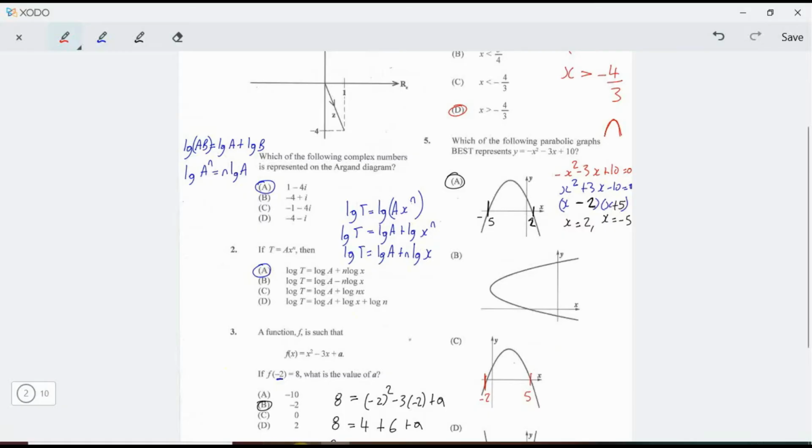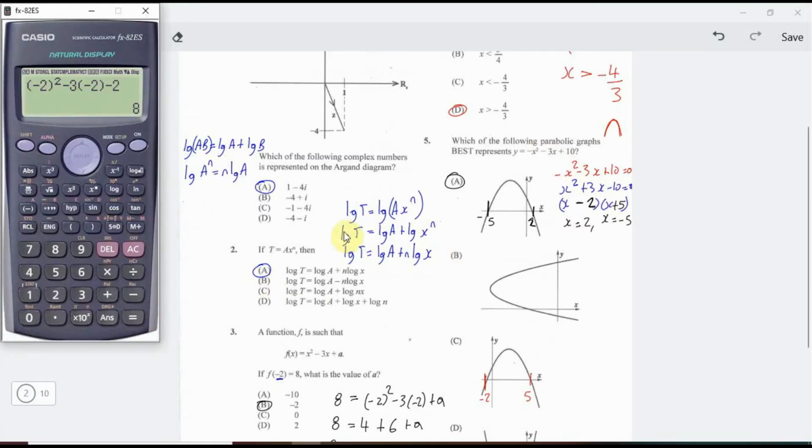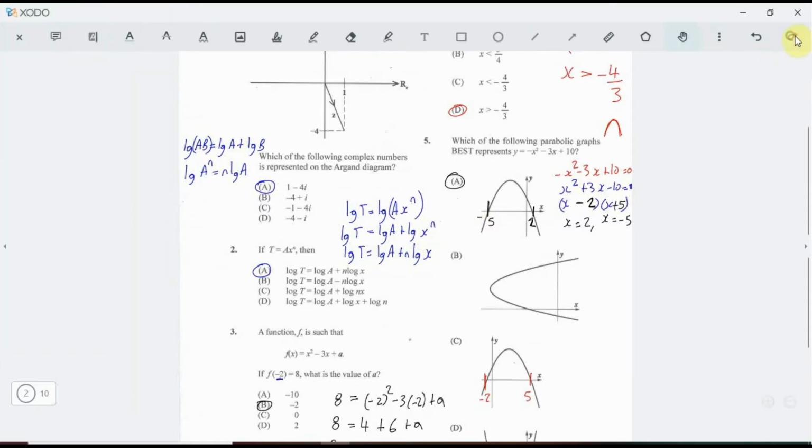And just to verify your answer, you can check it in the original equation. Negative of negative 5 squared minus 3 times negative 5 plus 10. Voila, 0. So indeed, negative 5 is a root, and positive 2. That takes care of question 5. Nice.